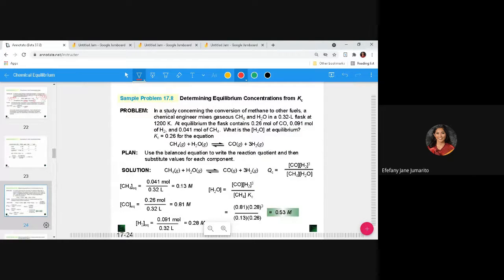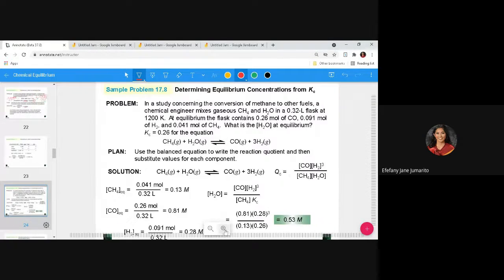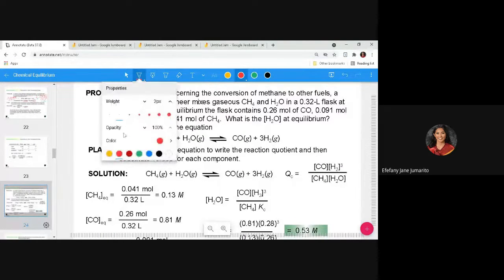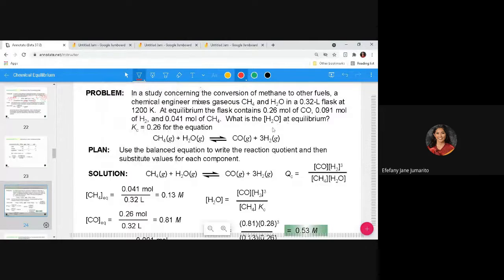We have another problem. In a study concerning the conversion of methane. So where is methane gas? Where is methane? This one, methane, CH4.